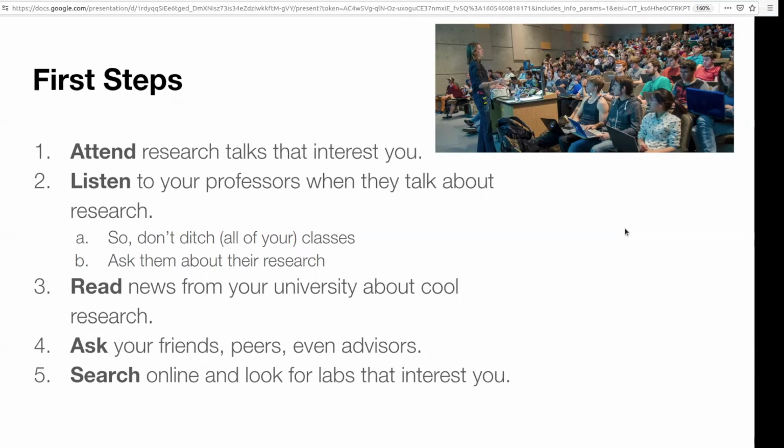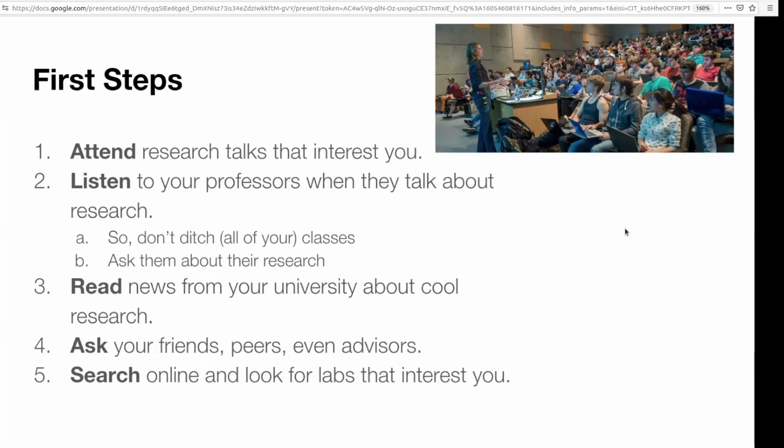Now, the fourth point is to ask your friends, peers, even your academic advisor. Your friends might know some researchers. They might be in research, and so that's really good to ask. Your peers also might be in a similar boat, so I would recommend asking in that case. And for your academic advisors, generally they know the department, they know which professor is working on what, and so that can guide you to which professor you might be interested in doing research with.